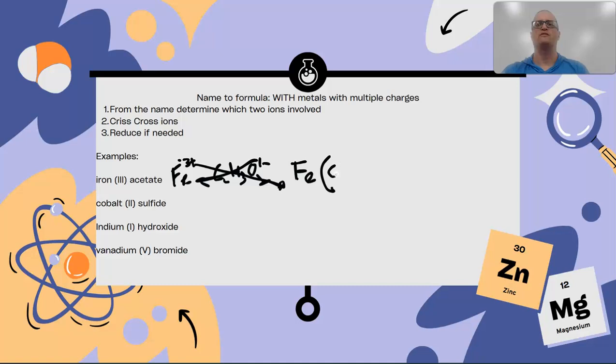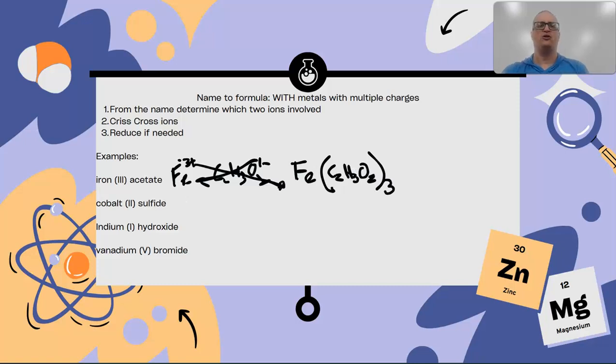So we got C2H3O2, that's acetate, and that 3, that was the charge of iron, goes on the outside, kind of like when you have in math a 3 outside the parentheses. It applies to everything inside, but we don't distribute it.